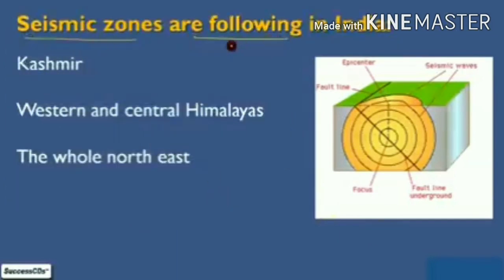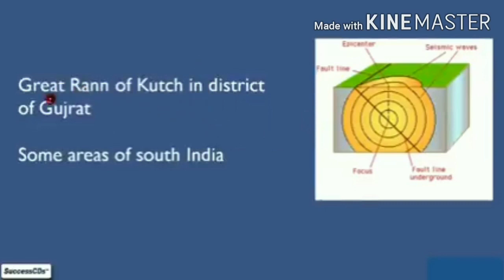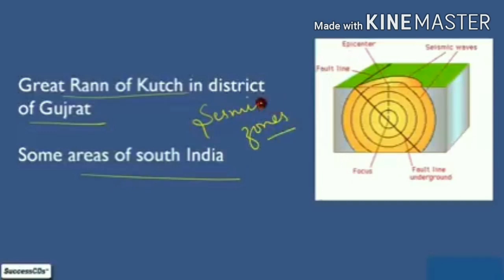Now the seismic zones are the following in India. In India there are some areas which are more prone to the earthquake, and these are known as seismic zones. So these are the Kashmir, Western and Central Himalayas and the whole northeast. Some other areas are Great Rann of Kutch in the district of Gujarat. Some areas of South India are also prone to the earthquake. So these are the seismic zones of India.